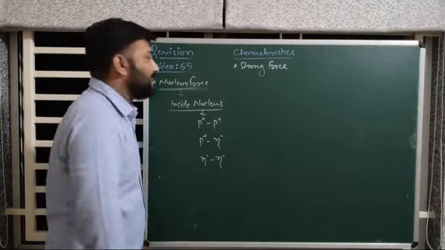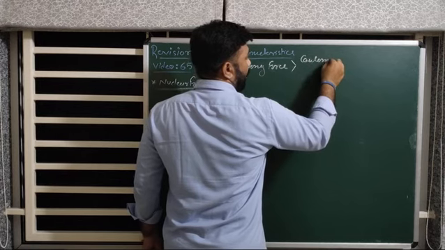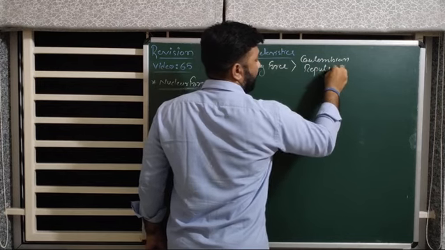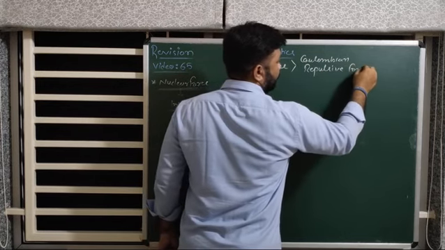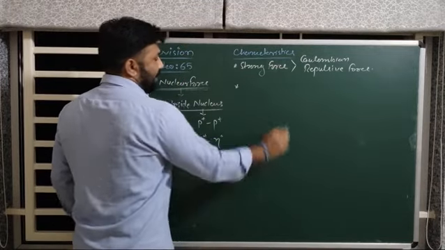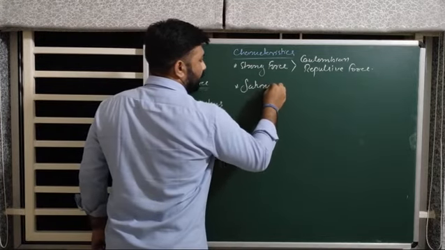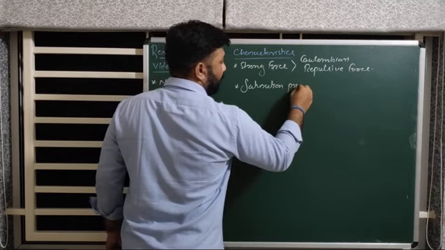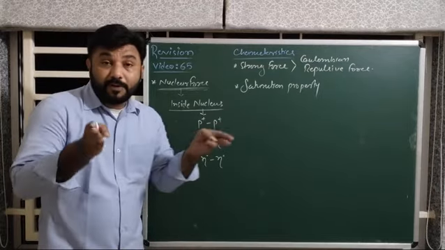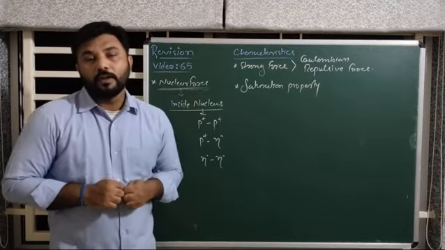How much strong? It is a strong force and it is greater than the Coulombian repulsive force. Okay. Second, what is that second? That is known as the saturation property. It means strong nuclear force acts between two adjacent particles only. Got it?